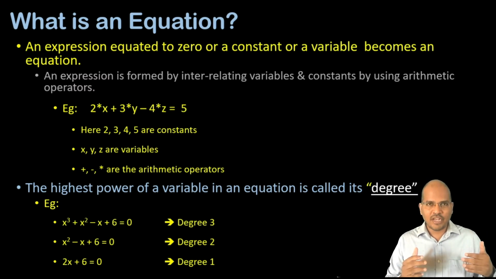In the next equation we have x square minus x plus 6 is 0. The highest power is 2, hence degree is 2. Now I got 2x plus 6 is 0. The highest power is 1, hence degree is 1. So we got degree 3, degree 2, degree 1. Now we have learned this concept degree because based on the degree we classify equations.